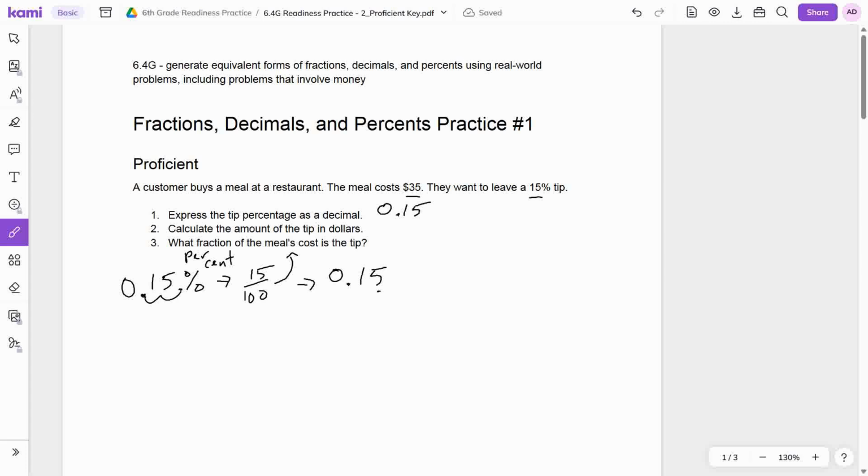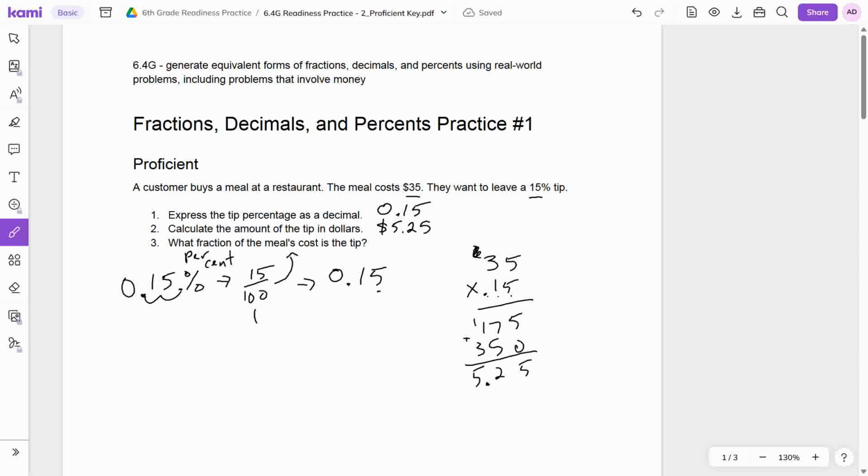Calculate the amount of the tip in dollars. Well, it's 15% of 35. So since I already have it as a decimal, let's just multiply those two. I want to take 0.15 of 35. So that's going to be 5, 20, that's 15, that's 17. And then I've just got 35 right here. 5, 12, 525, but now I've got 2 digits behind the decimal in my factors, so it is actually a $5.25 tip.